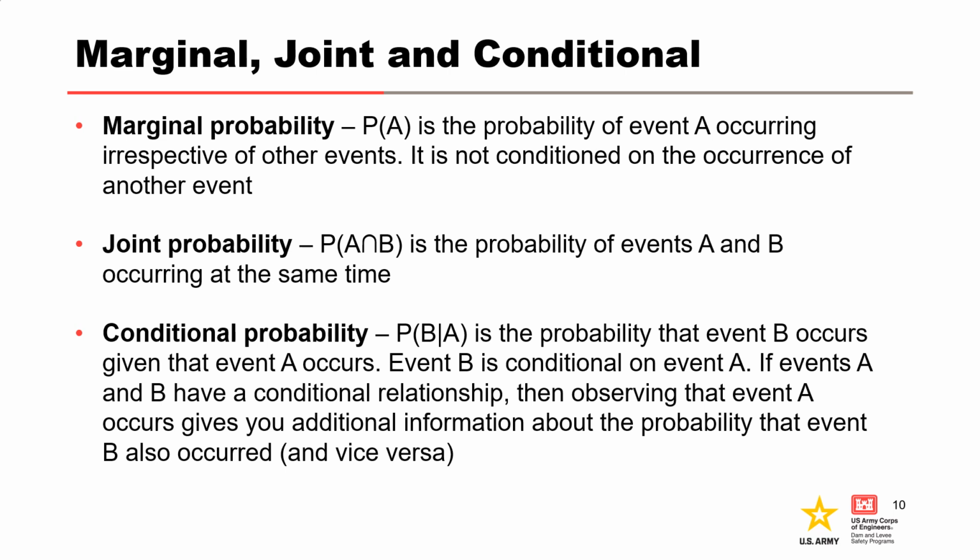Conditional probabilities are something that we deal with quite often when working with event trees and the pathways through those trees. The nomenclature for conditional events is a vertical line, which is sometimes called a pipe, that separates the variable and can be read as either given that or conditional on. So the term in the third bullet would be read as the probability of B given that A occurs, because B is conditional on A. If A and B have a conditional relationship, then observing that A occurs gives you additional information about the probability that B also occurred, and vice versa.